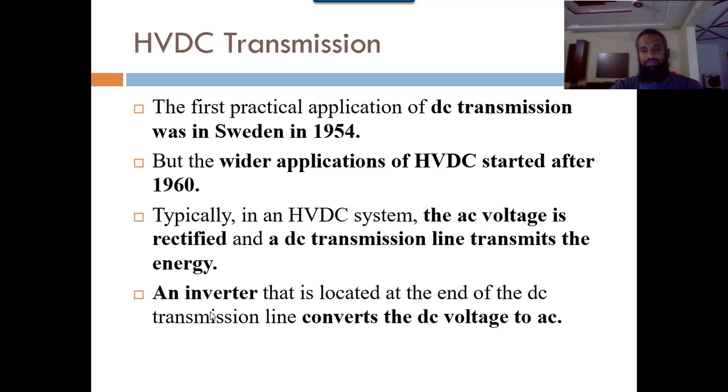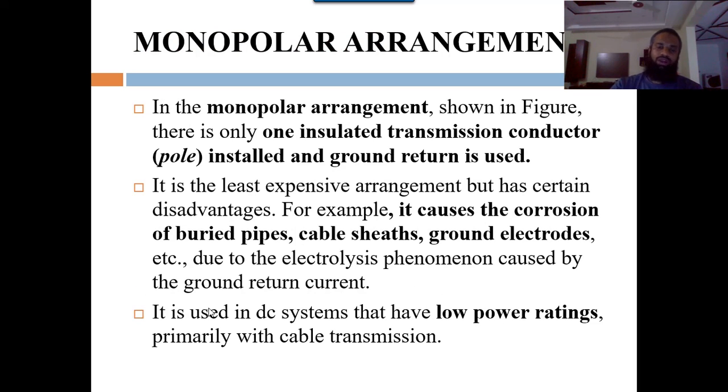In the HVDC system, the AC voltage is rectified and a DC transmission line transmits the energy, and then the inverter will convert the DC voltage into AC and it is transmitted to the residential areas. So there are three different topologies which are used for HVDC transmission line.